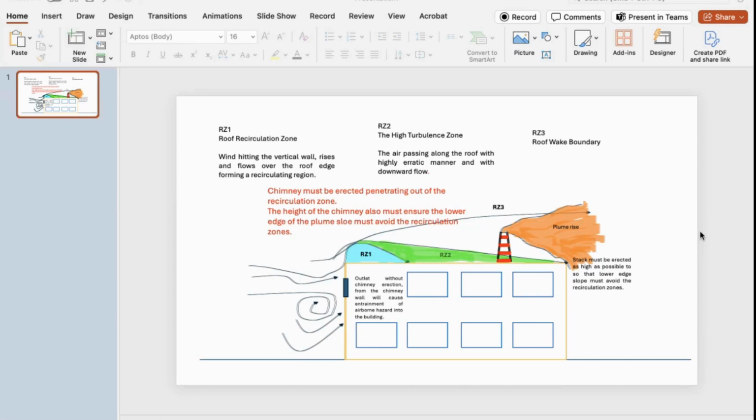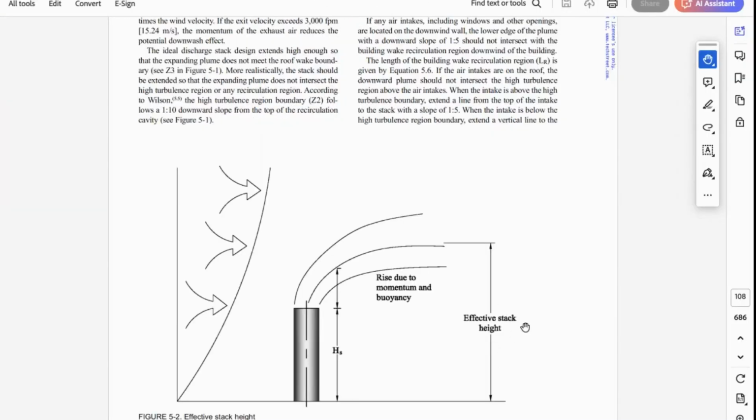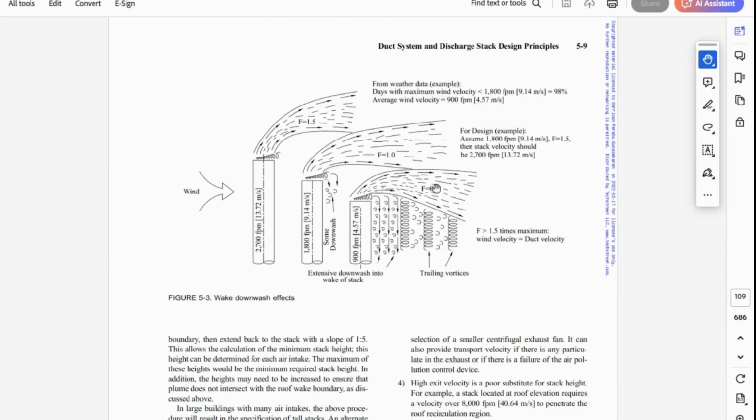That is why when you do a stack emission report, you submit to the Department of Environment. That is why you need a minimum velocity, because when you don't have that minimum velocity, you cannot create the stack effect, the effective stack height. What will happen is you will have downwash.